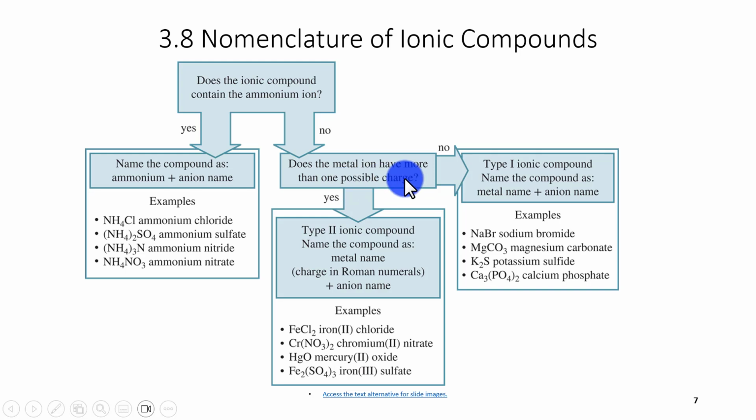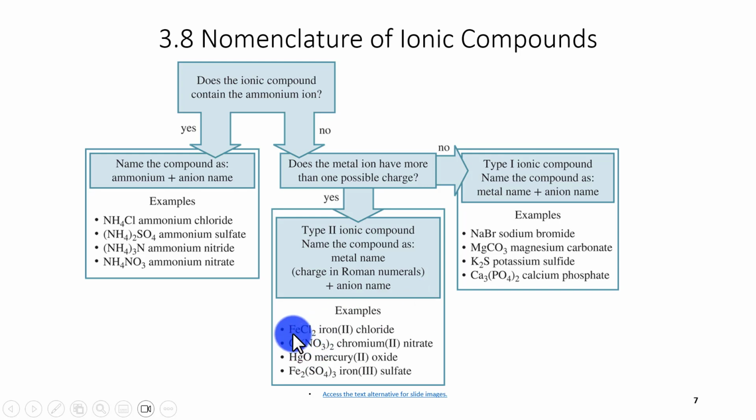If the metal does have more than one possible charge, then I have a type 2 ionic compound. So I have to name the metal name, add the Roman numeral that corresponds to the charge, and then the anion name. The only difference between these two types is that you have to specify the charge in type 2. And here you don't. Otherwise, they're named exactly the same.